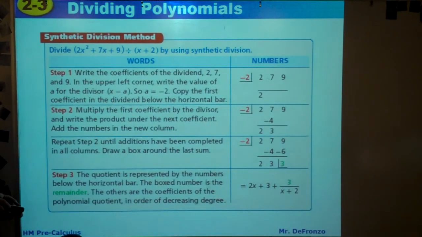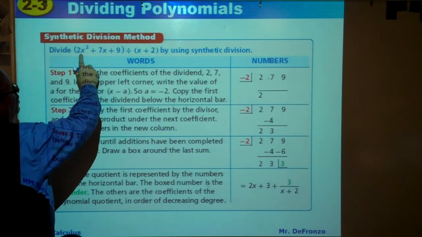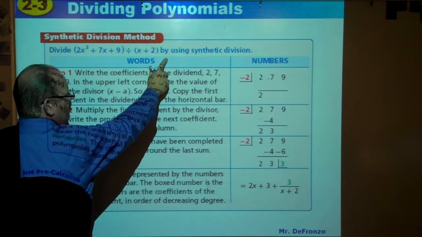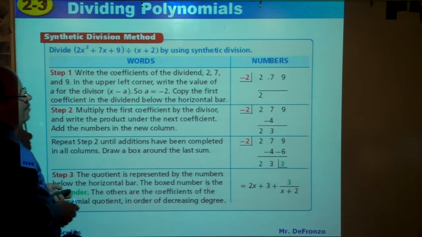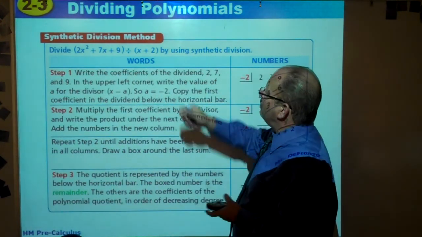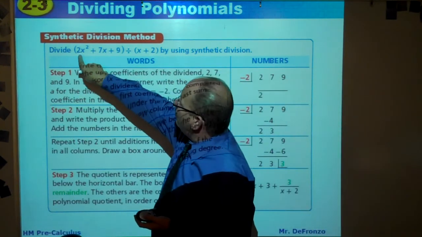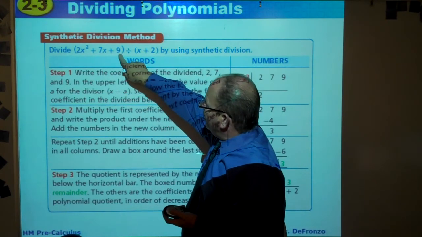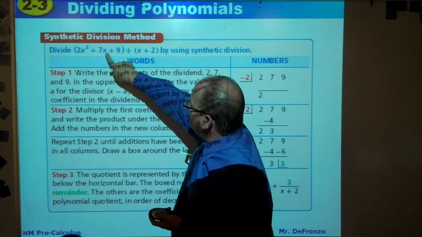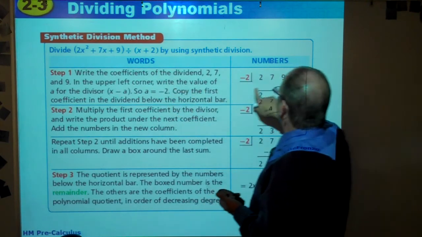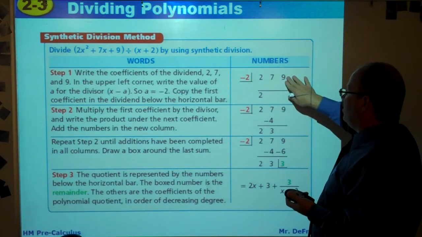In other words, let's look at this. Synthetic division method. Okay, if we want to divide 2x squared plus 7x plus 9 by x plus 2 using synthetic division, I'm going to come over here, and we have to keep in mind that with synthetic division, we're only going to use the coefficients. The 2, the 7, the 9. If we had a missing term here, like let's say we had no x's, that would be a 0, and we'd have to have that 0 in here. Okay, this isn't the case in this one.